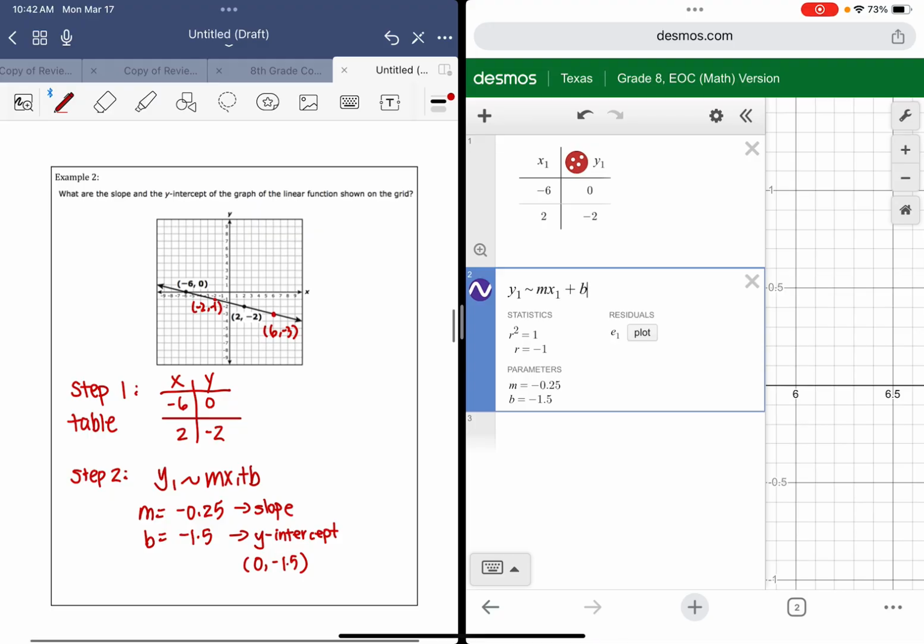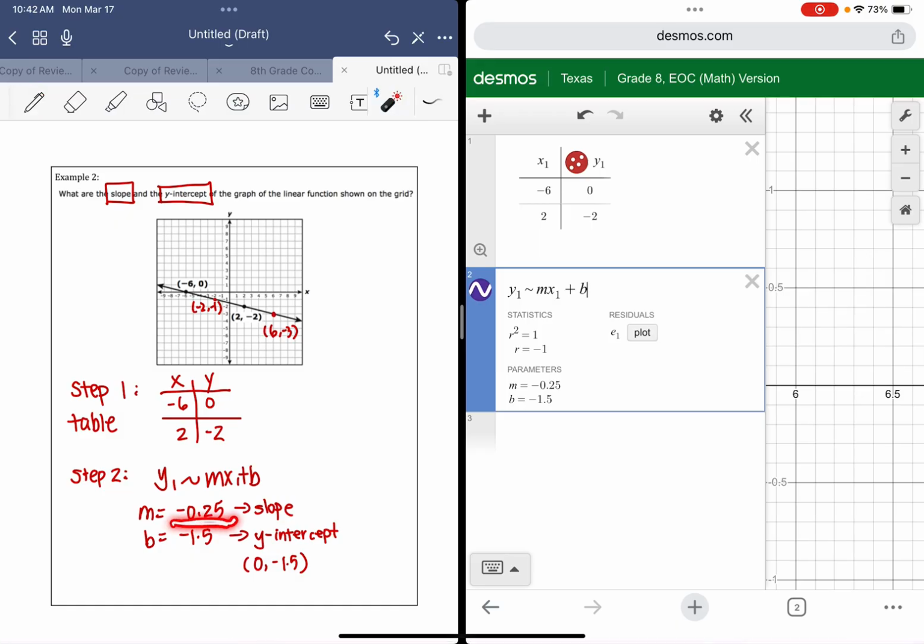So, in this question, what are the slope and y-intercept? They're asking us to find both. So if they give you a drag and drop question, you should be able to match this number as the slope, this number as the y-intercept. If they ask you to put it as an ordered pair, you should be able to find that 0, -1.5 is my y-intercept.